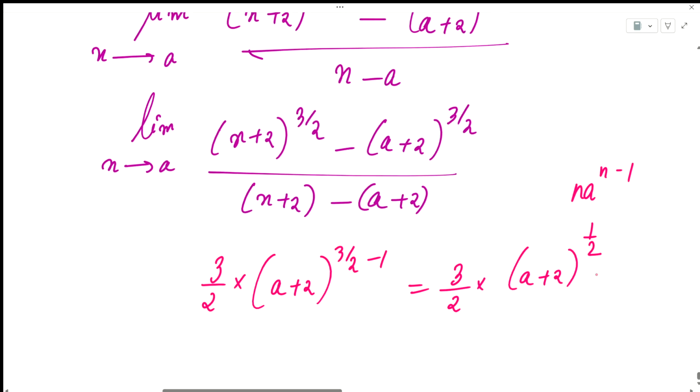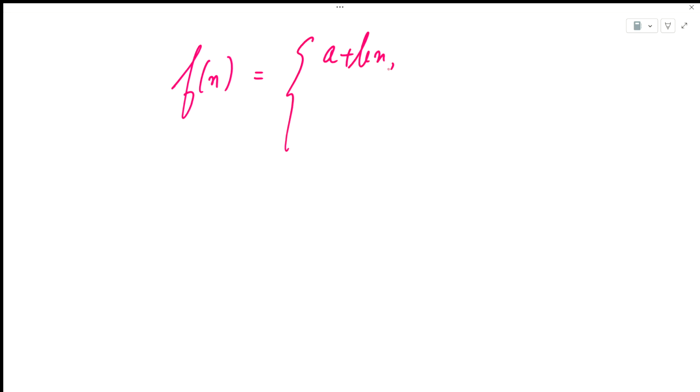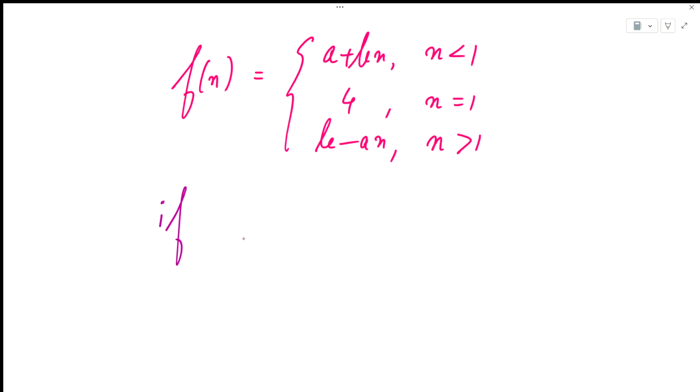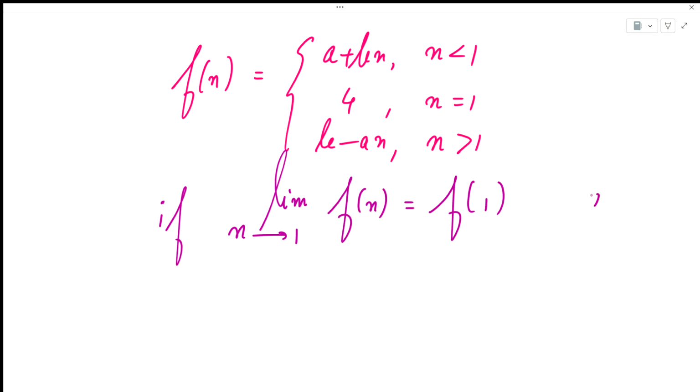So now we are gonna take a question from existence of limits. We have this very important question over here. We are given that f of x is equal to a plus bx when x is less than 1, 4 when x is equal to 1, b minus ax when x is greater than 1. Also we are told that if limit x tends to 1, f of x is equal to f of 1, a and b can be what?